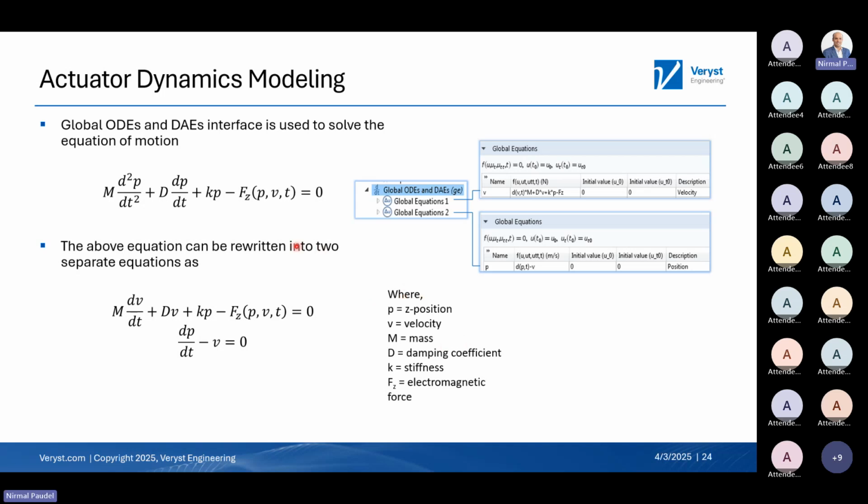At the same time, we introduce a global equation, which is mass, damper, stiffness, and the equation of motion for it. That's how it's defined in COMSOL. The above equation is split into two equations here, where P is the position, V is the velocity, M is the mass, D is the damping coefficient, K is the stiffness, and Fg is the electromagnetic force, which is computed from the FEA.